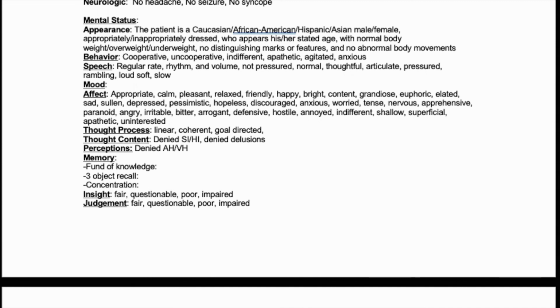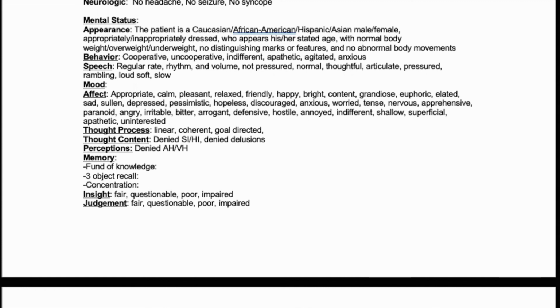The last part you comment on in a mental status exam is that person's insight and judgment. This is again your observation and the way you're feeling after conducting the interview. Generally speaking, people who end up hospitalized or in the ED, their insight is usually not fair. It's usually poor, impaired, or questionable. And their judgment is usually also poor, impaired, or questionable, right?